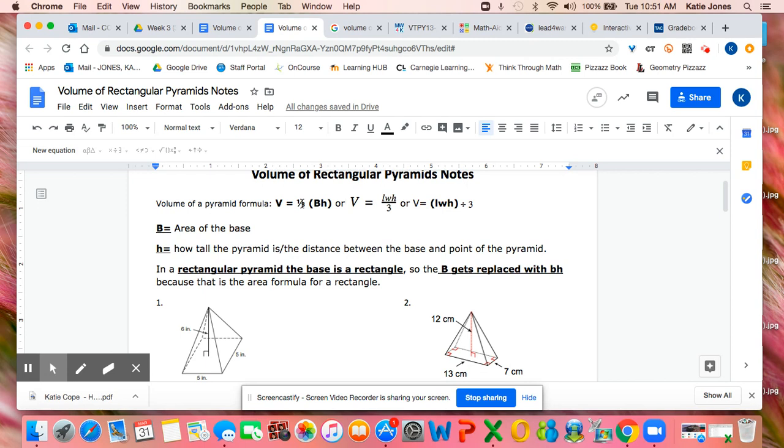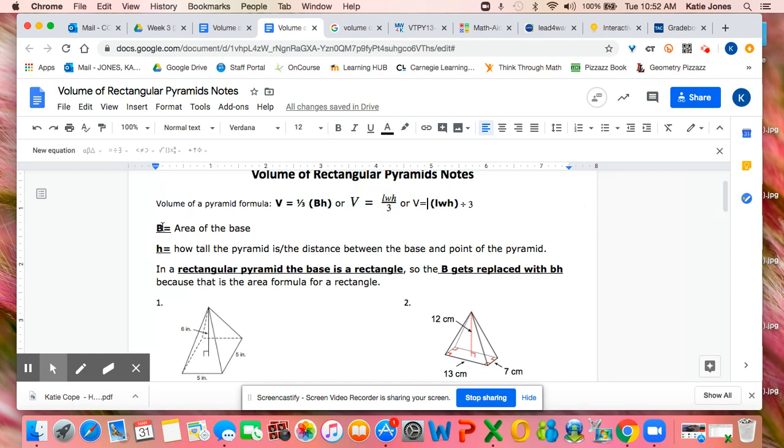So if I had a rectangular prism and a rectangular pyramid, I would have to fill up the rectangular pyramid 3 times in order to get the same volume as the rectangular prism. So that's why we're dividing it by 3. So you can use any of these formulas and you should get the volume for a rectangular pyramid.